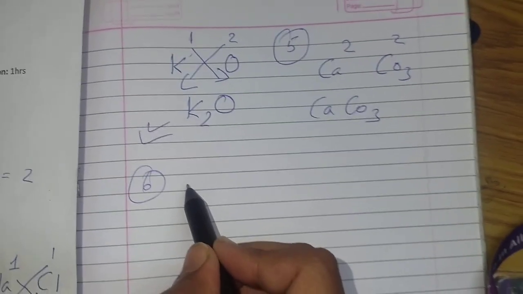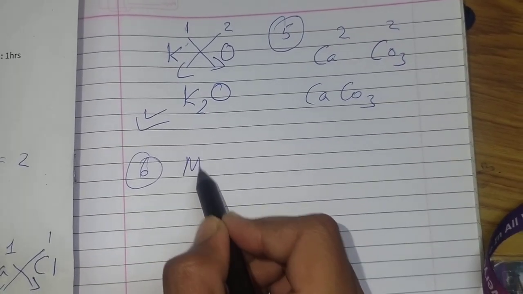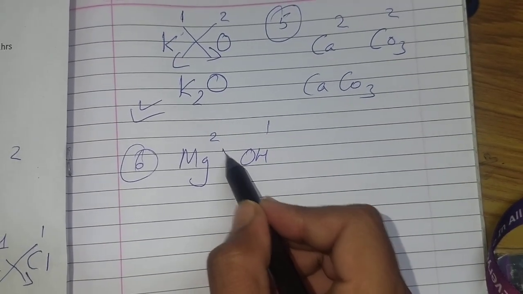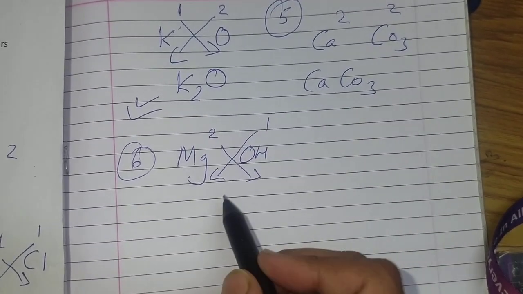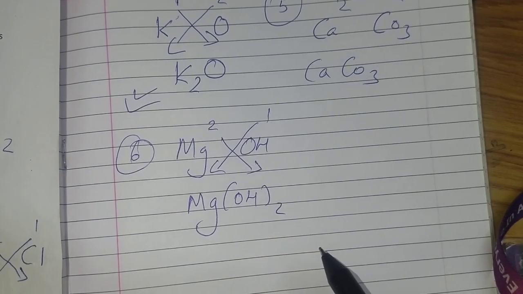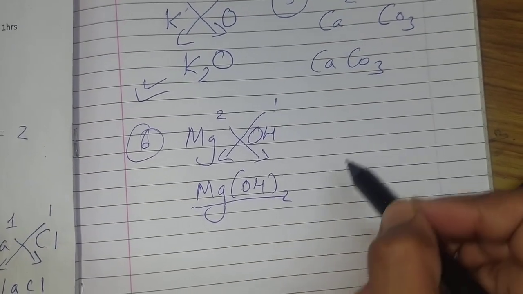Then the sixth one, magnesium hydroxide. Magnesium has valency 2. Hydroxide has valency 1. 2 will go this side and 1 will come this side. So the answer will be magnesium hydroxide, and this is the correct formula for this.